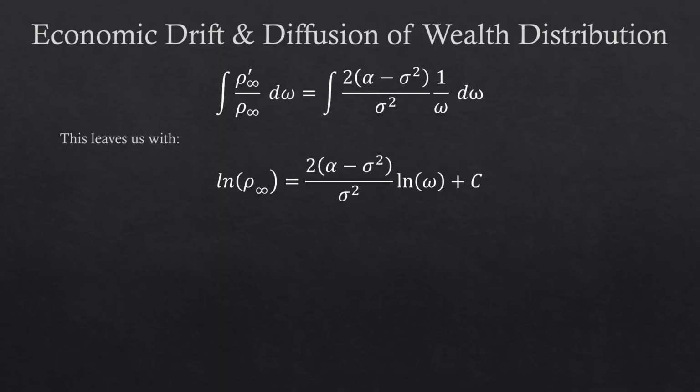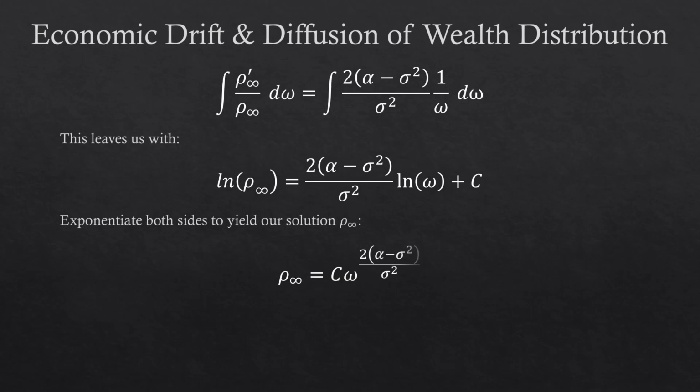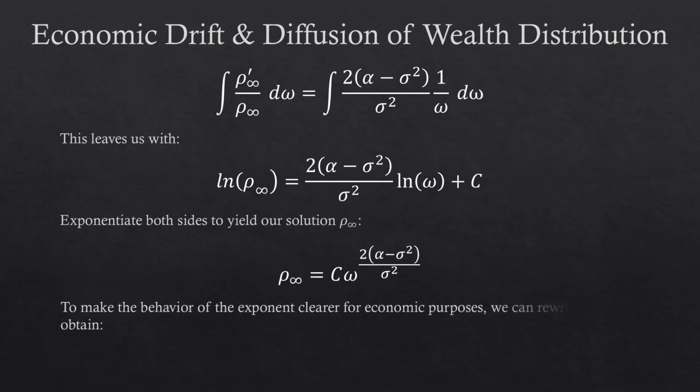We have the natural log of rho sub infinity equals (2 times alpha minus sigma squared) divided by sigma squared times the natural log of wealth plus our constant of integration. Exponentiating both sides yields our solution for rho sub infinity. To make the behavior of the exponent clearer for economic purposes, we can write it to obtain that rho sub infinity equals a constant times omega to the power of negative 2 times (1 minus alpha) divided by sigma squared.